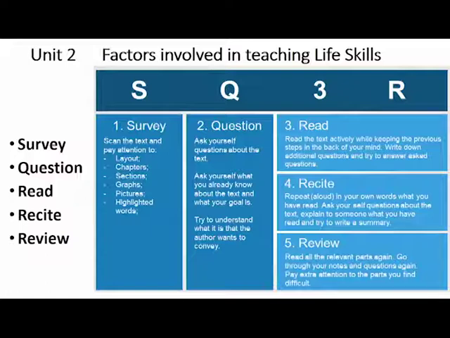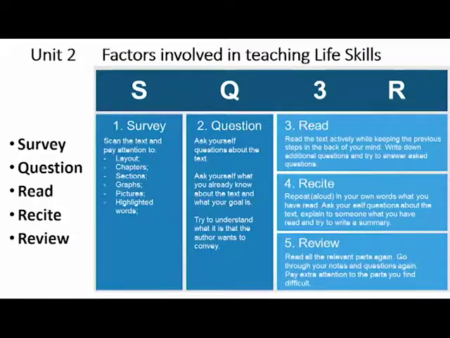The second step that you take is the Q, which is for questioning. There you ask yourself questions about the text. Ask yourself what you already know that you have read and what the goal would be for you in terms of the things that you don't already know, things that you don't understand. The last three aspects in this acronym are 3R, which stands for the 3 R's: read, recite, and review.